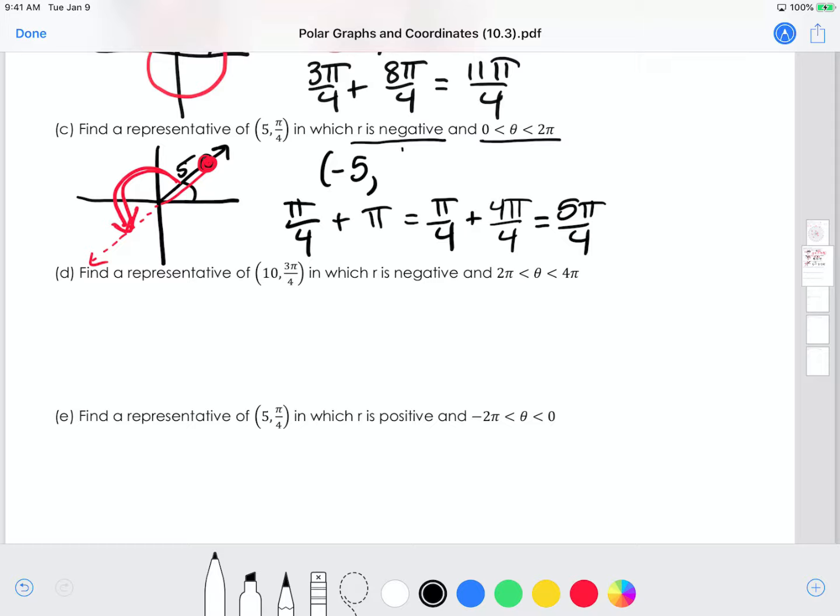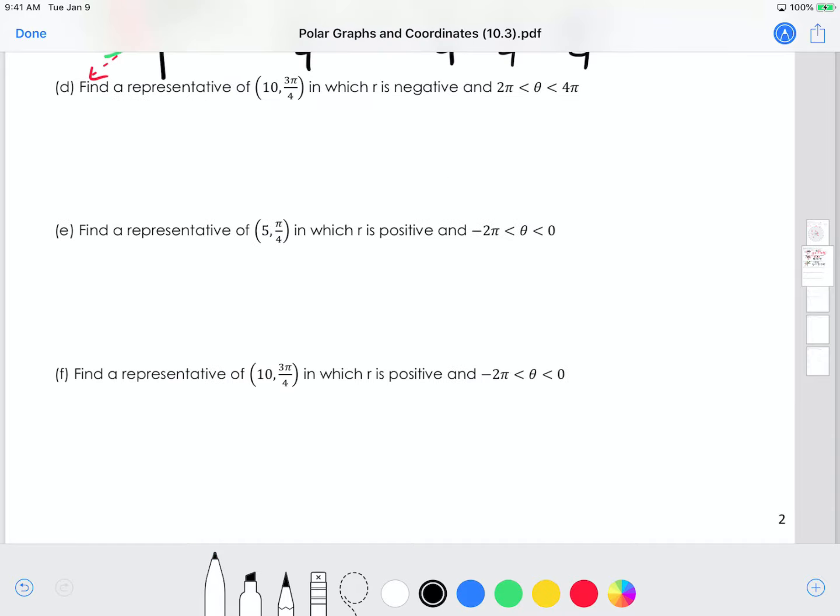So my angle is going to be 5 pi over 4, and my radius is going to be -5. So that way, when I open up now to 5 pi over 4 and I go backwards this way, -5, I still land in that same spot.